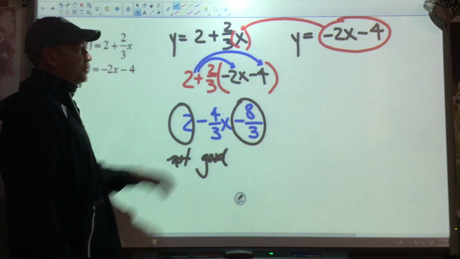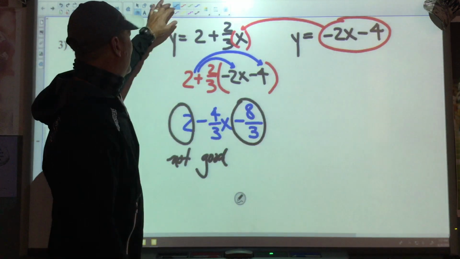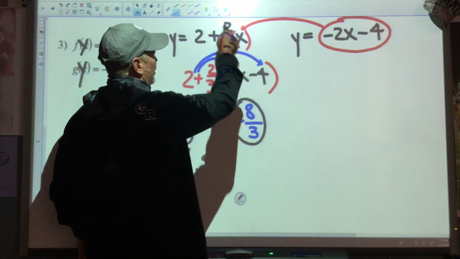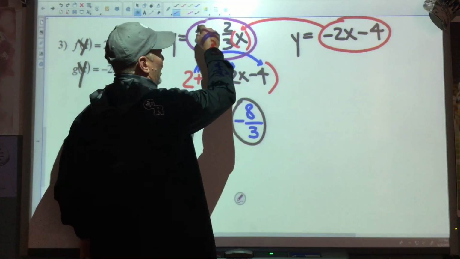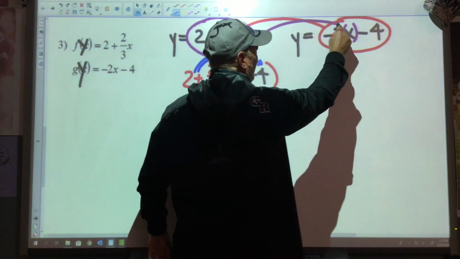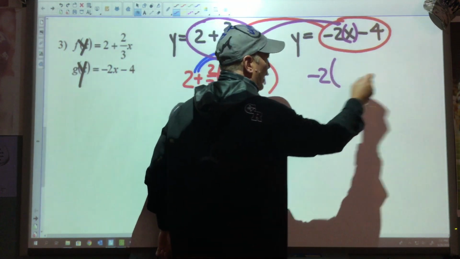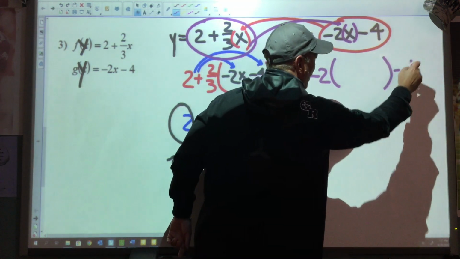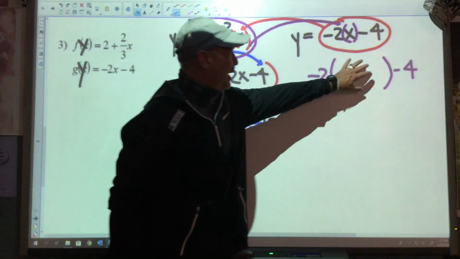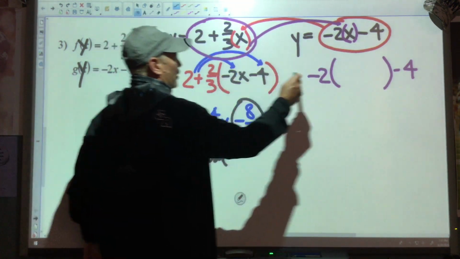All right. So we're going to try it over here, see if this gets any better. What this says over here is we're going to take this piece, all of this, and I'm going to ask you to substitute it for that variable. We're going to take it and put it right there. We're going to say negative 2 times somebody minus 4. What are we going to put inside our parentheses? We're going to put all of this.